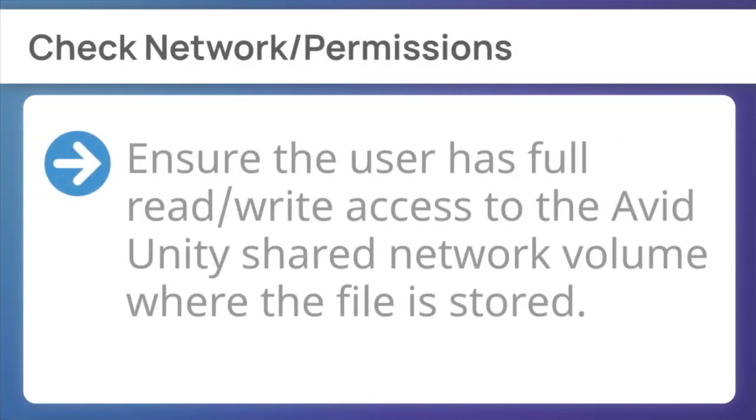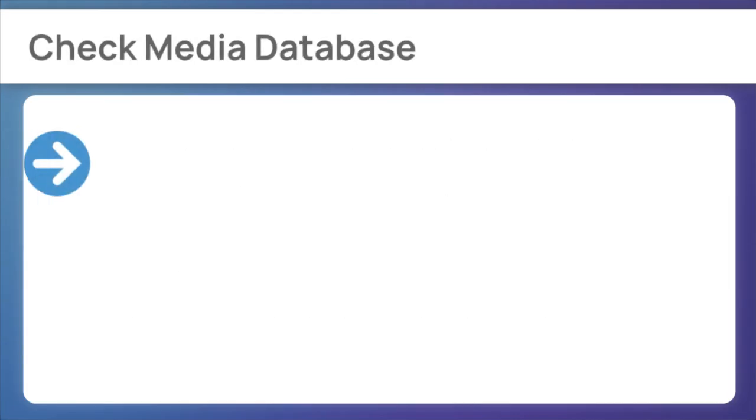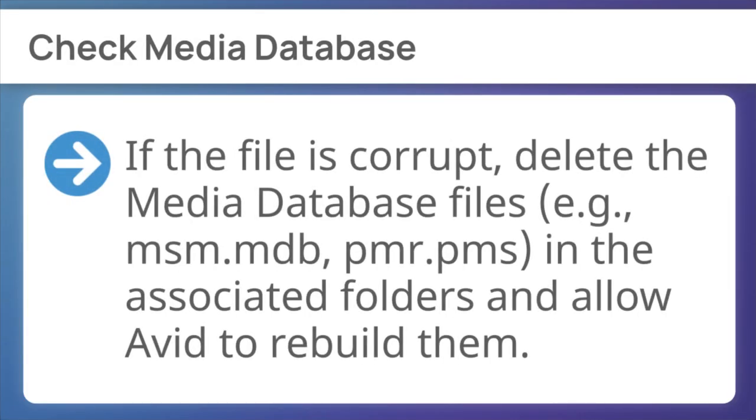Next, check network permissions. Ensure the user has full read-write access to the Avid Unity shared network volume where the file is stored. Finally, check media database. If the file is corrupt, delete the media database files, e.g. msm.mdb, pmr, pms, in the associated folders and allow Avid to rebuild them.